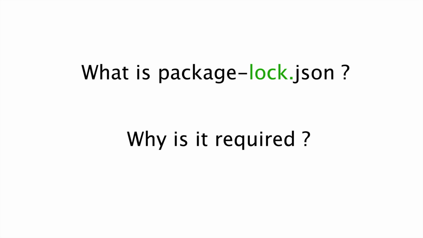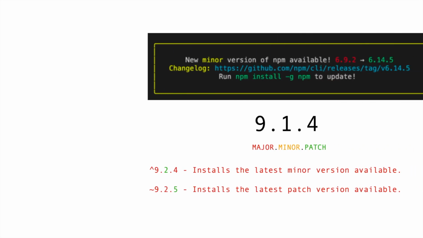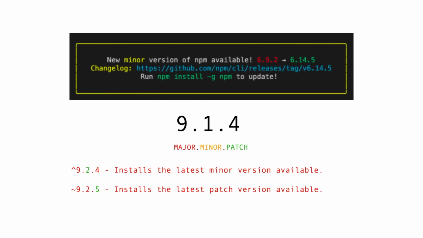Well, to answer this question, we first have to understand the problems which existed prior to the package-lock file. We also need to have the knowledge of semantic versioning. If you don't know what semantic versioning is, the link to the video is coming in the I button. Go and check that. Anyways, to give a slight overview on semantic versioning, look at this image.